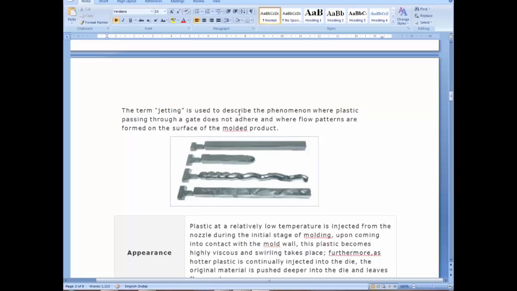The term jetting is used to describe the phenomena where plastic passing through a gate does not adhere and where flow patterns are formed on the surface of the molded product. These patterns appear on the product, where we can see that from this portion the plastic was flowing. So we have always tried to avoid these jetting systems. We should always provide a good gating system so that these jettings will not appear.